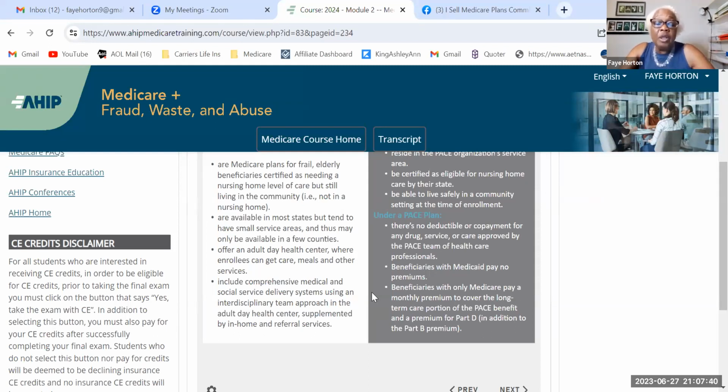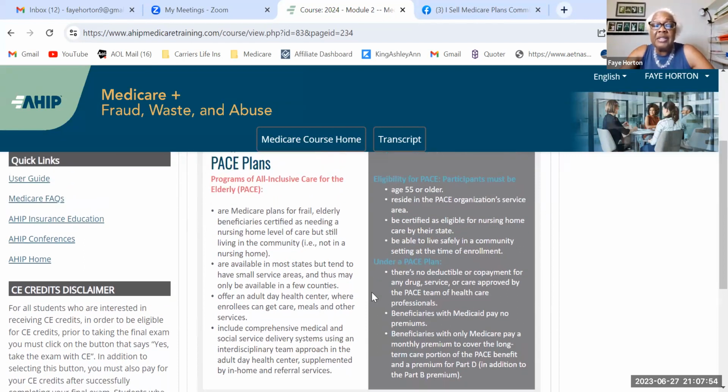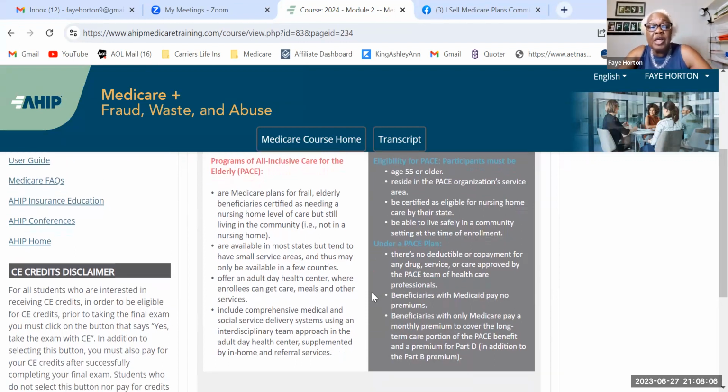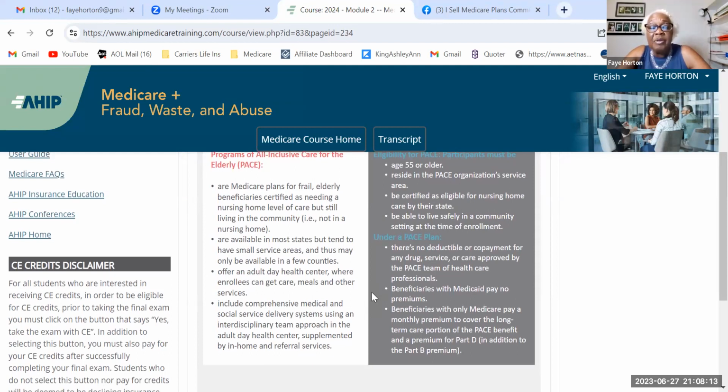The PACE plan will include comprehensive medical and social service delivery systems using an interdisciplinary team approach in the adult day health center, supplemented by in-home and referral services. An individual must be 55 or older to participate in a PACE plan, reside in the PACE organization service area, be certified as eligible for nursing home care by their state, and be able to live safely in a community setting at the time of the enrollment.